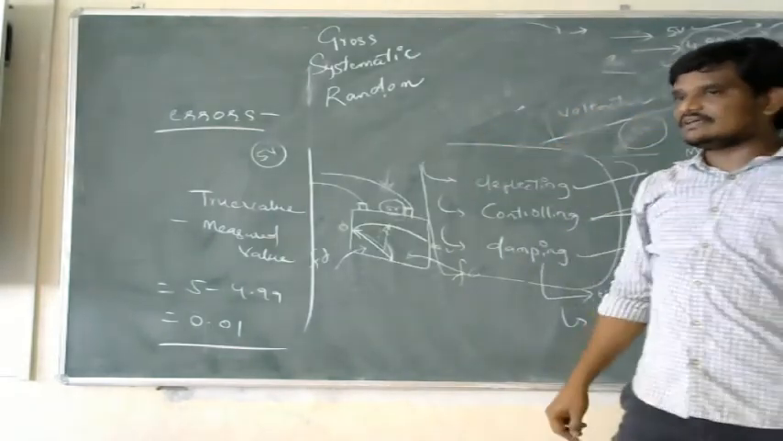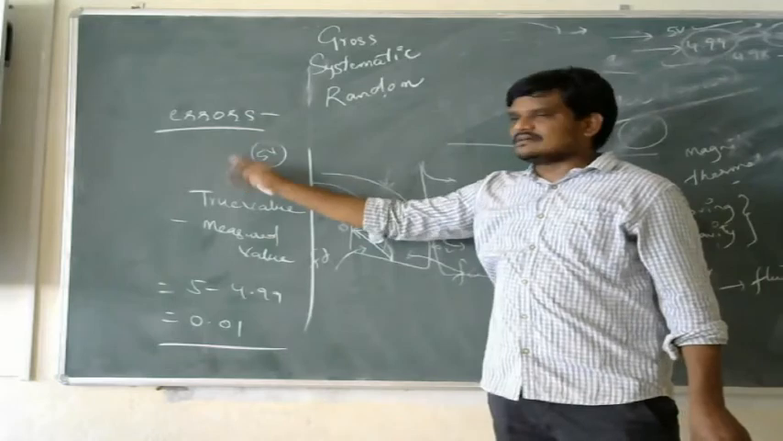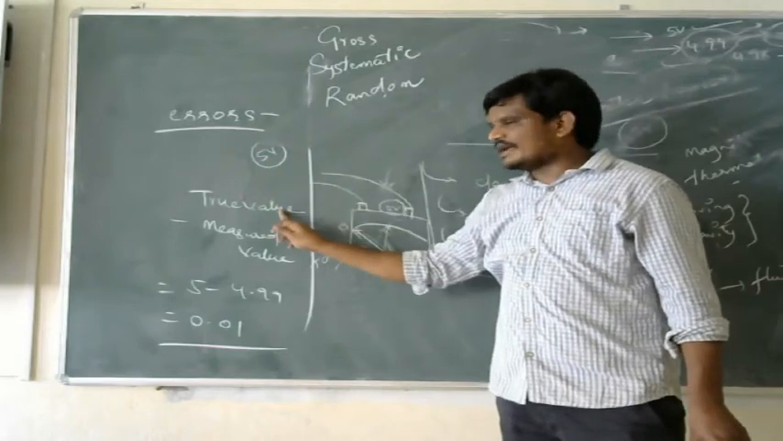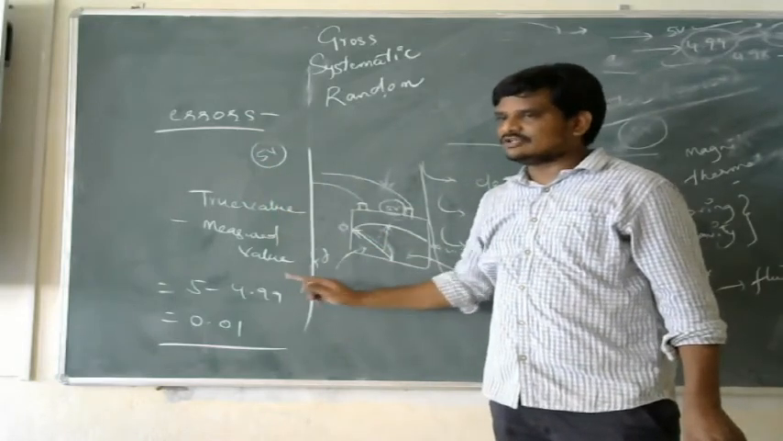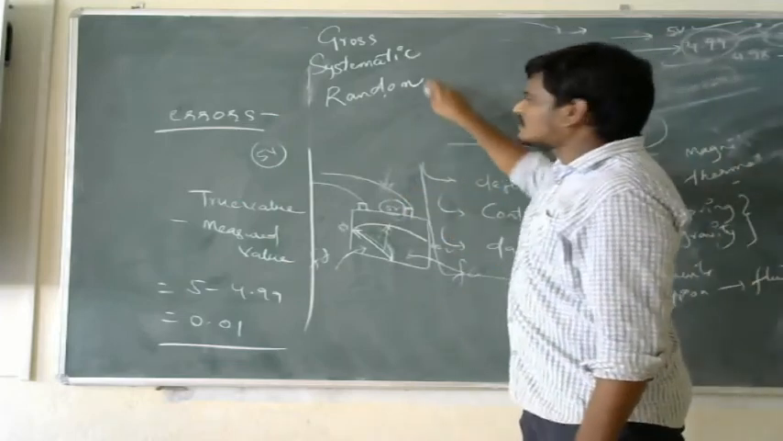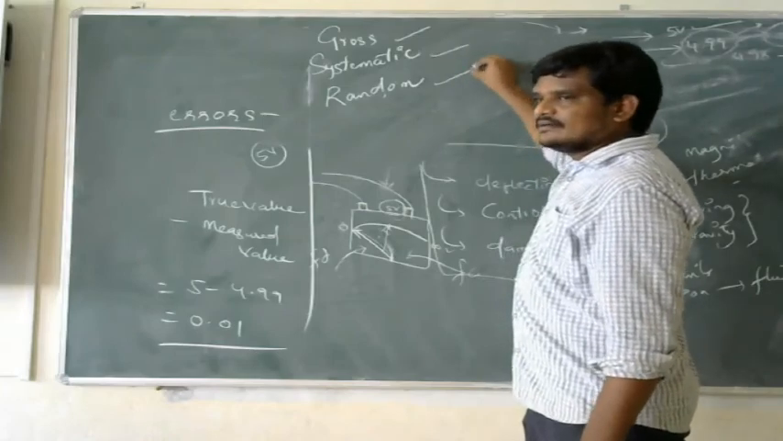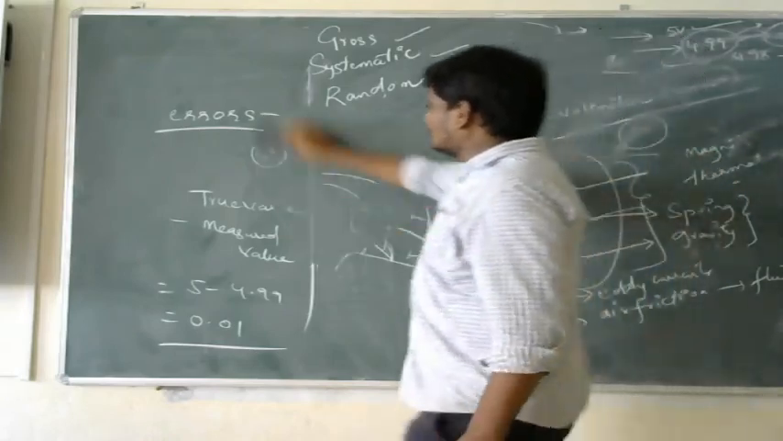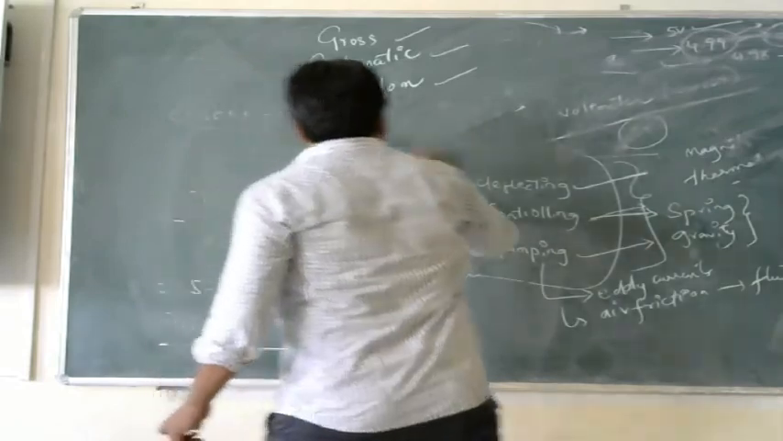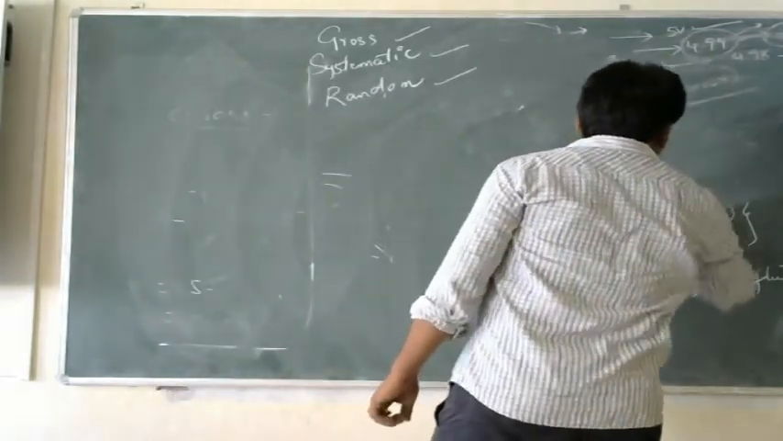Coming to the definition again, what is the definition of error? It is defined as the difference or deviation between the true value and the measured value of an instrument. Coming to the classification, errors have been classified into how many types? Three types: gross error, systematic error, and random error. Now we will go through the definitions of gross error, systematic error and random error.